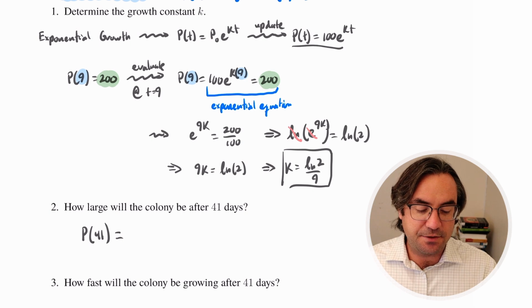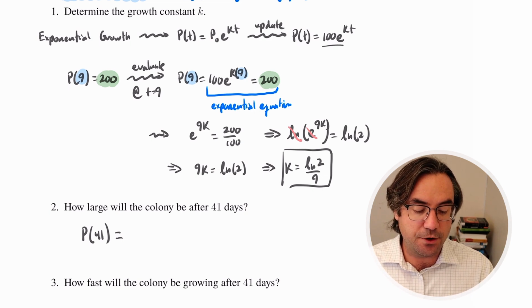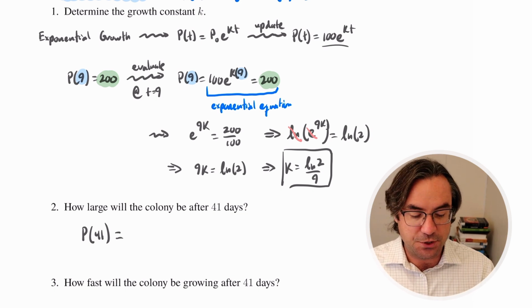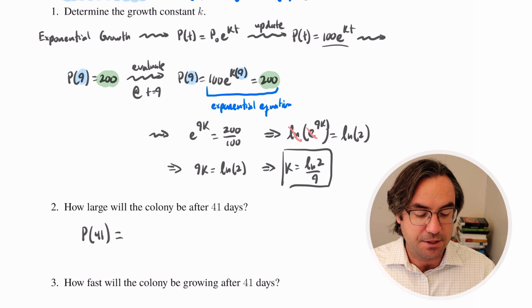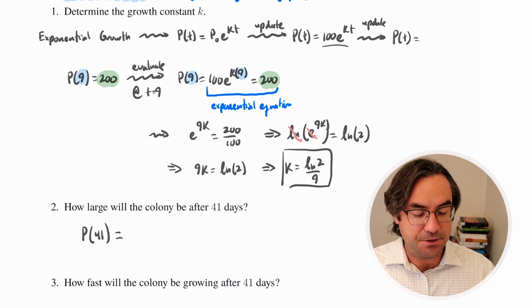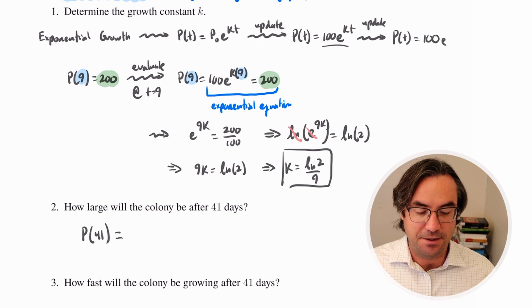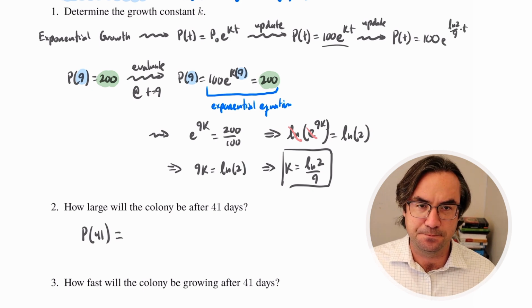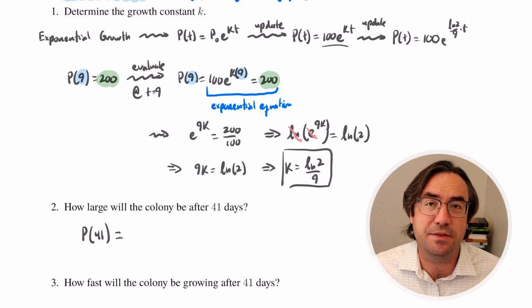Well, we did find that it was 100 e to the kt, and let's do a final update there. So we know what our k value is, so we can do one more update to that function. So the population is 100 e raised to the natural log of 2 over 9 times t. So we're just plugging in the k value.